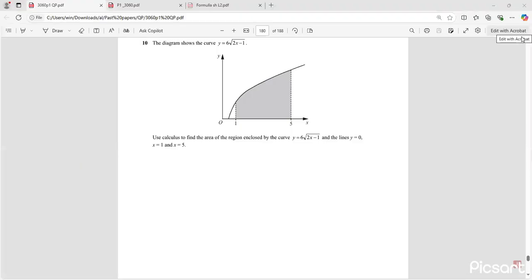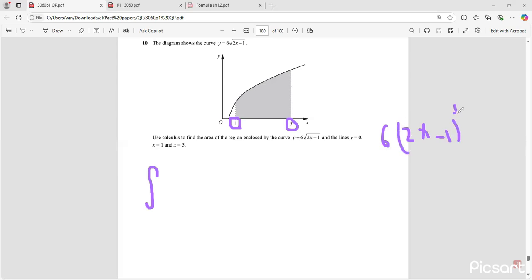Question 10. Area under the curve. Use calculus to find the area of the region enclosed by the curve y equals 6 root of 2x minus 1, the line y equals 0, x equals 1, and x equals 5. This is very simple definite integration. We're going to make it very easy. Let's get started. First of all, we have to rewrite this, which is 6 multiplied by 2x minus 1 all to the power half.